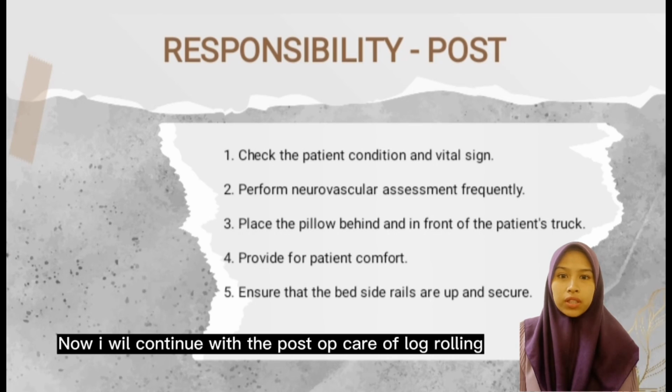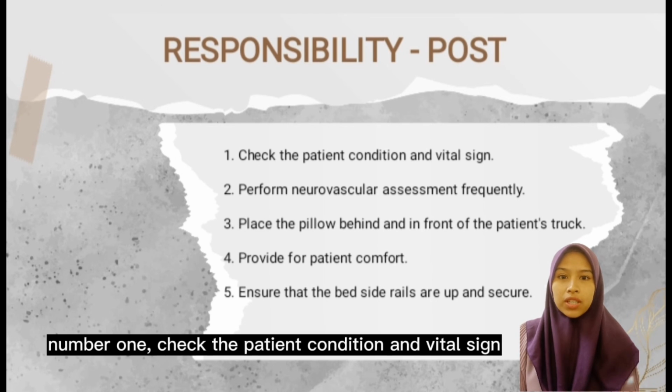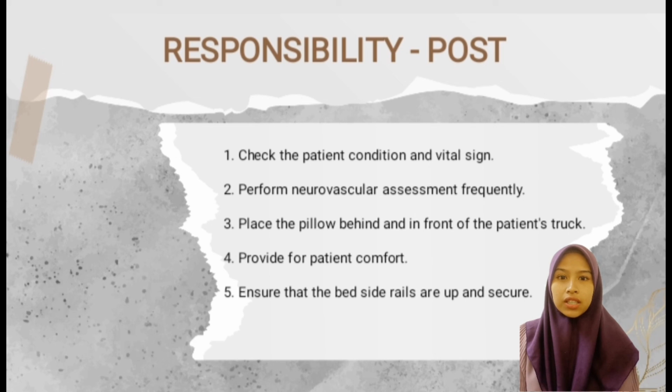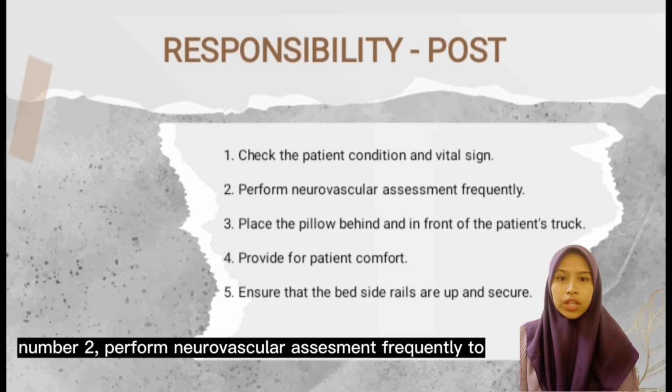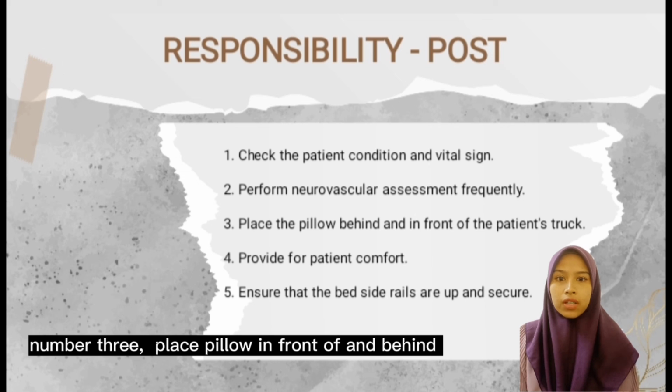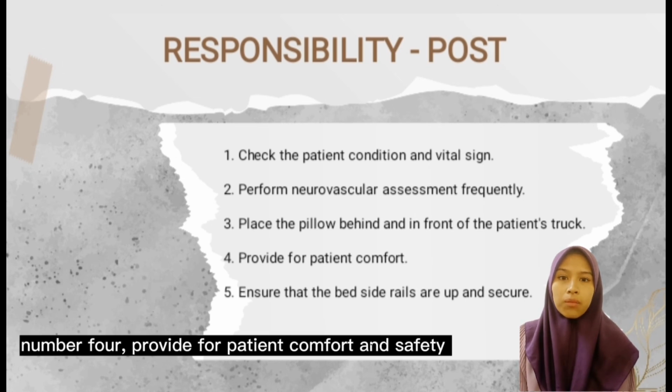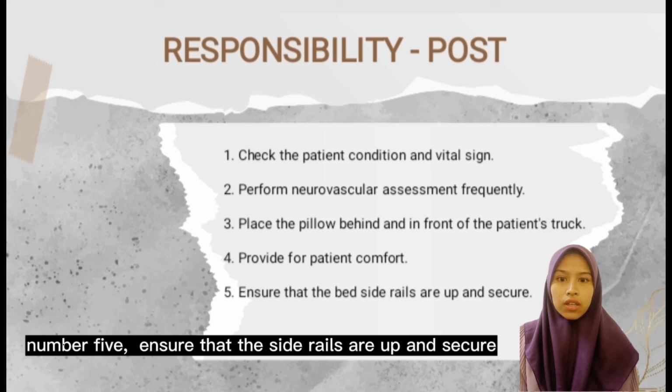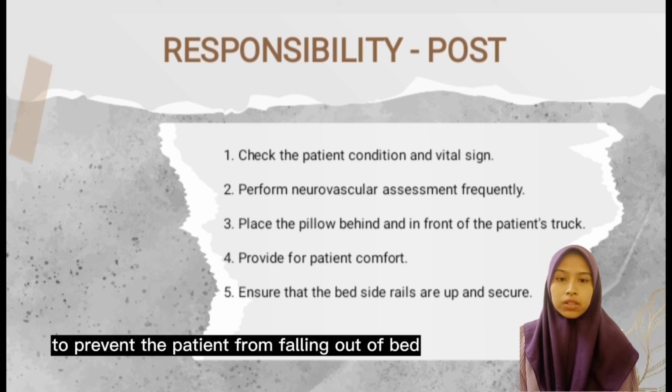Now, I will continue with the post-op care of log rolling. Number 1, check the patient's condition and vital signs for abnormalities. Number 2, perform the neurovascular assessment frequently to look for indications of circulation impairment. Number 3, place pillows in front of and behind the patient's trunk to support his or her alignment. Number 4, provide for patient safety, such as placing personal items within easy reach. Number 5, ensure that the side rails are up and secure to prevent the patient from falling out of bed.